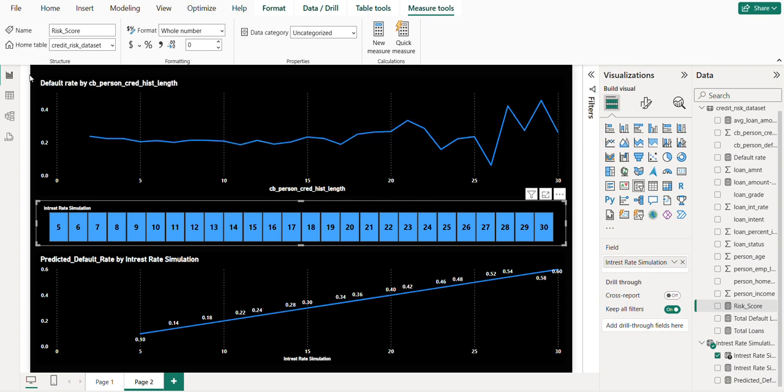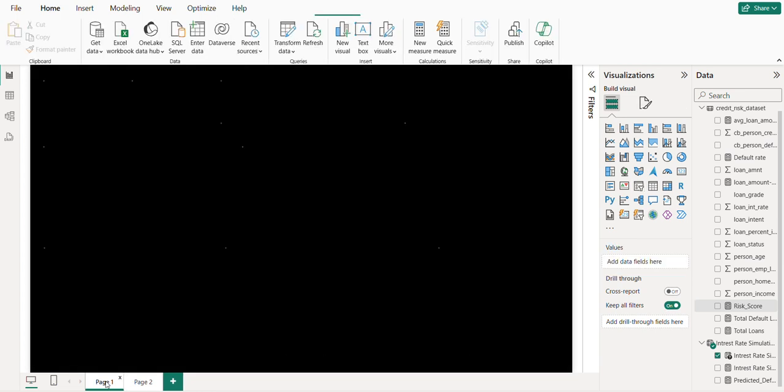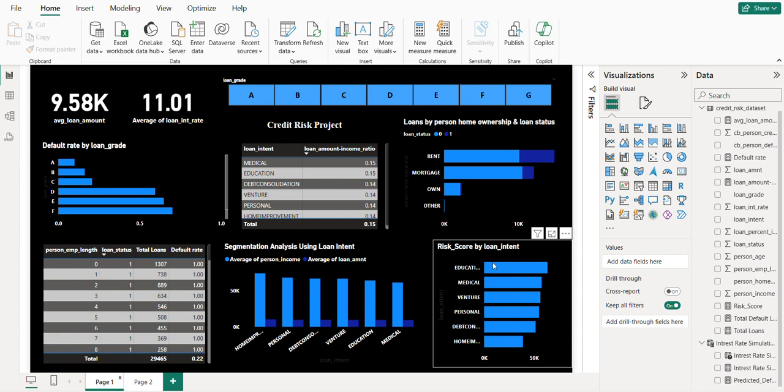Let me show you the graph first, the analysis that we made on the first page. Here, risk score by loan intent. We found that education and medical have the highest risk scores compared to home improvement, because home improvement has the lowest risk score. This leads to the conclusion that borrowers taking education and medical loans are at higher financial risk, likely due to unpredictable incomes. We cannot predict the income, so there is a high financial risk.